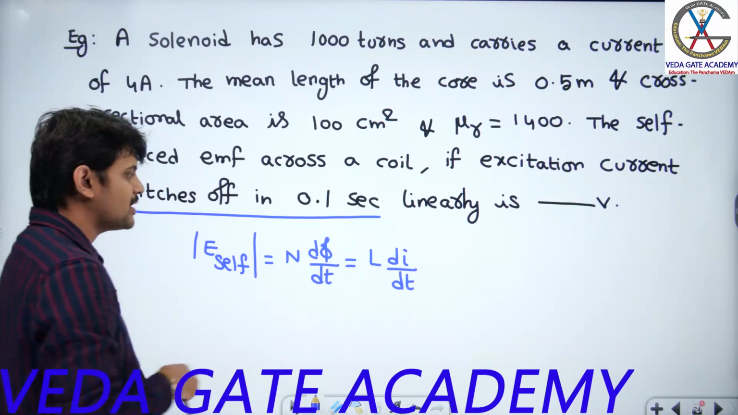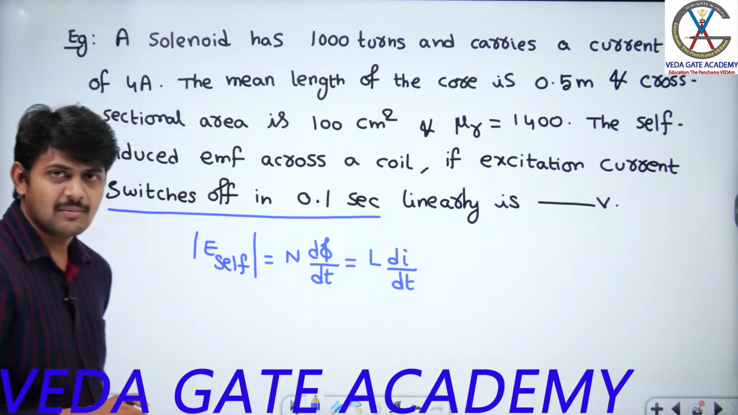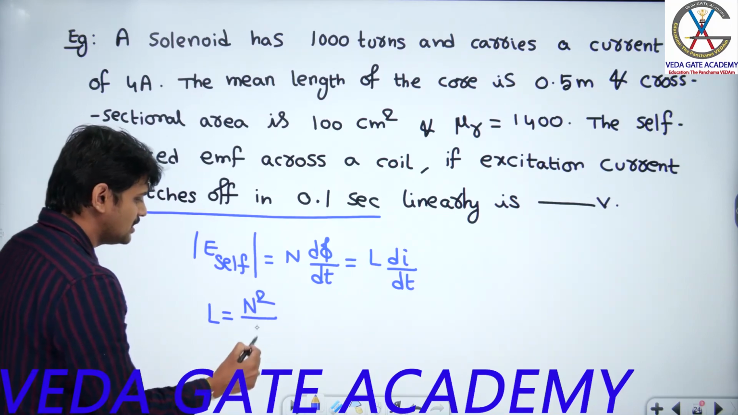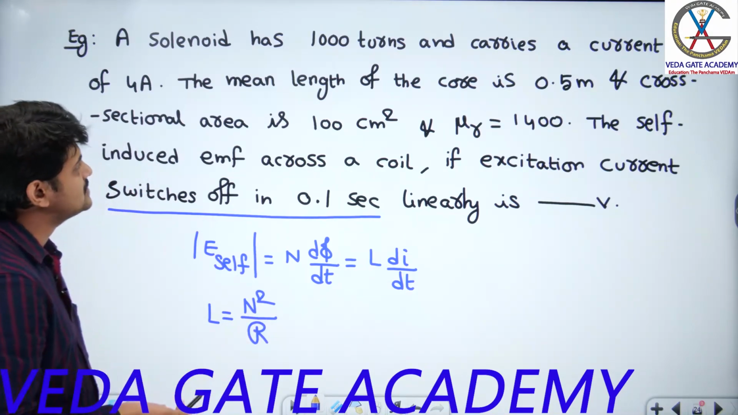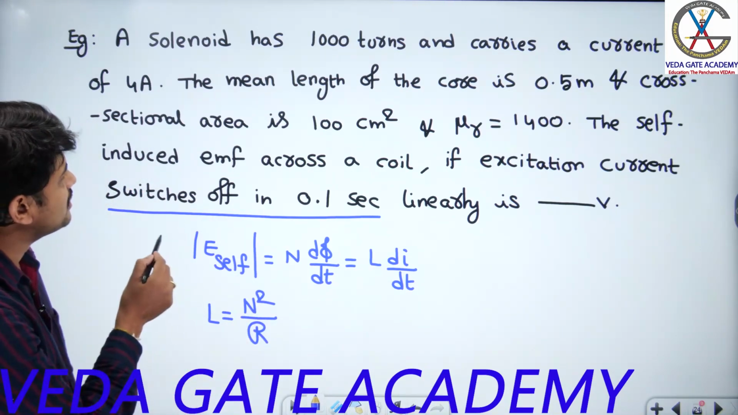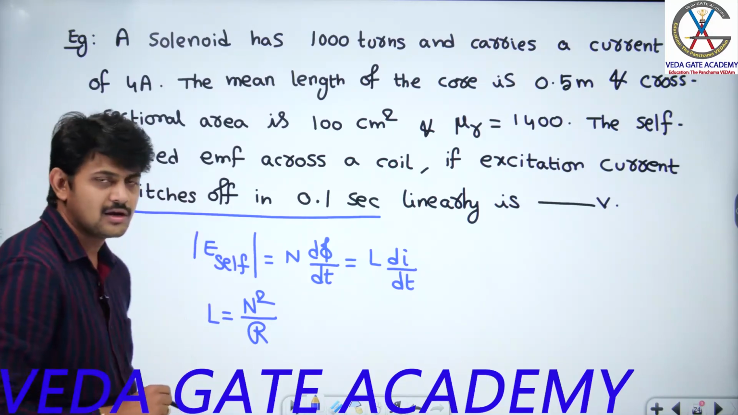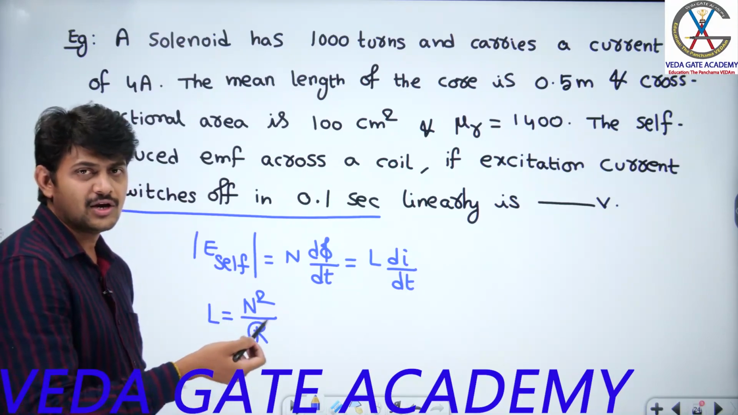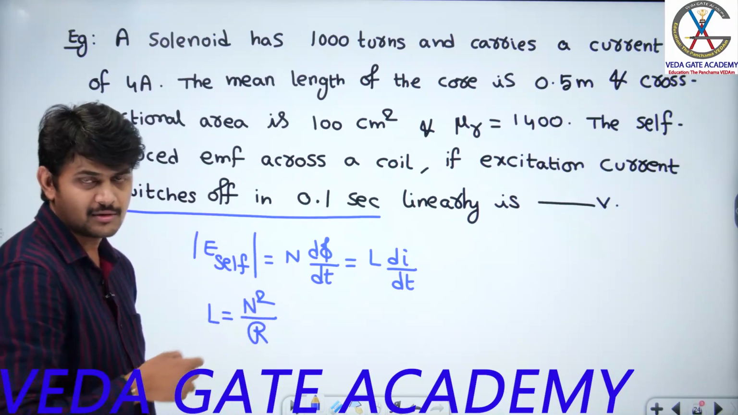Now, first we will see whether there is any possibility of determining the coefficient of self-inductance. As we know, the formula for the coefficient of self-inductance is N square by R. A solenoid has only one coil, so let us directly use N square by R. If I know the flux information and current, I need to write N phi by I, as we did in the previous question.